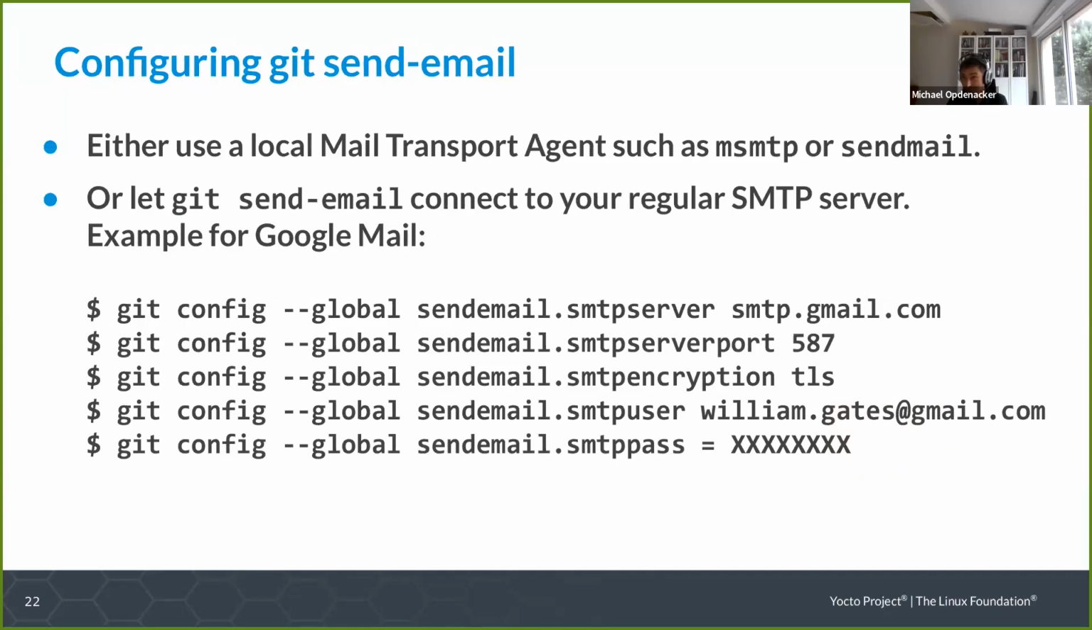Configuring git send-email, by the way: git send-email needs to be able to send email. So either you use a local mail transport agent such as msmtp, which is very easy to configure. You just declare your SMTP credentials in a file, or you set up sendmail locally. Or you can also directly configure git send-email to connect to your regular SMTP server. That's even easier. So there's an example here for Google Mail that worked the last time I checked.